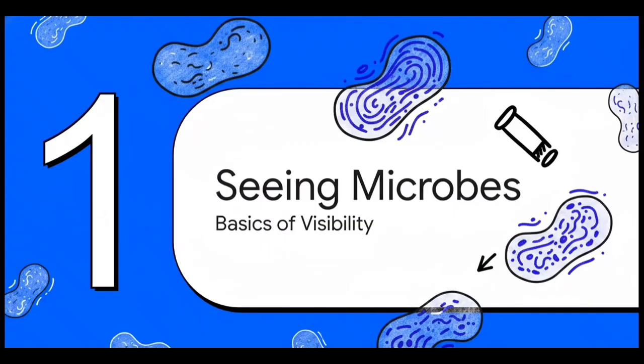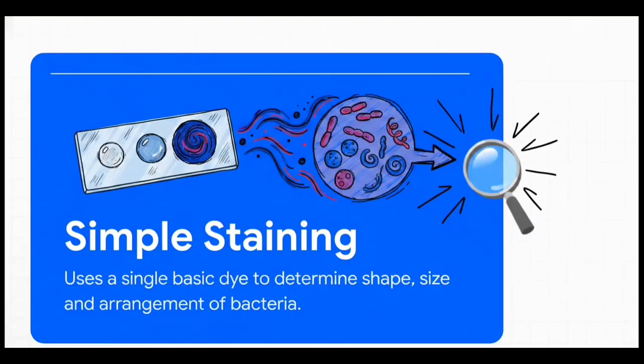Part 1, seeing the invisible microbes, the basics of bacterial visibility. So here's our fundamental problem, right? Without a chemical lens, you literally cannot see these bugs under a microscope. If you want a quick suspect profile, you grab a simple stain. It uses just one basic dye. Think methylene blue, crystal violet, or safranin. Boom. Suddenly, a clear drop of liquid turns into a vibrant map, showing you the exact shape, size, and grouping of the bacteria in question.